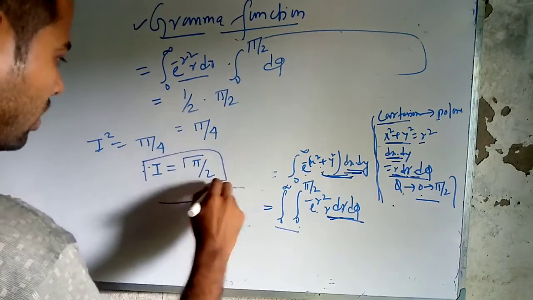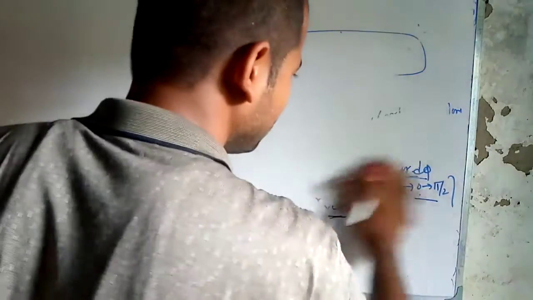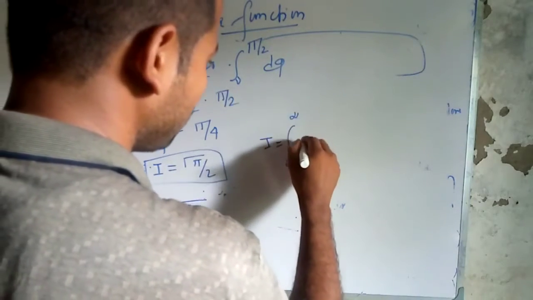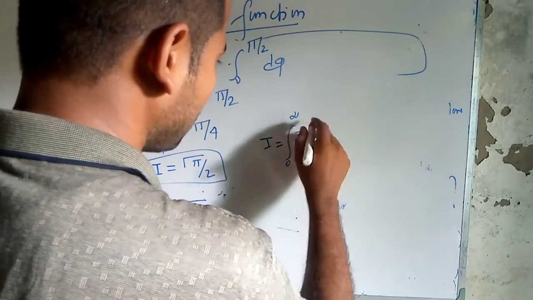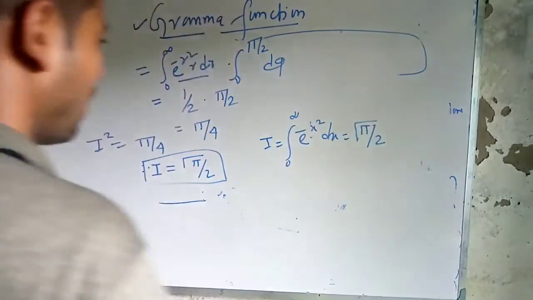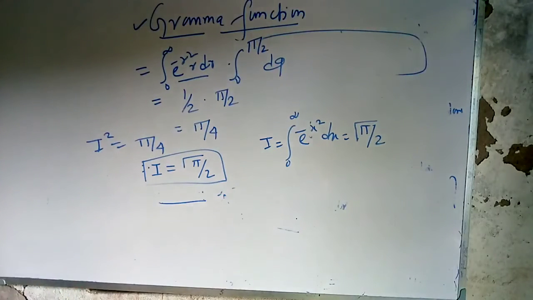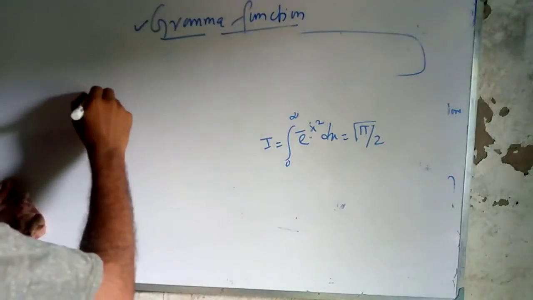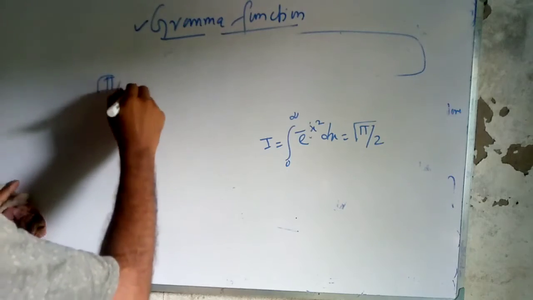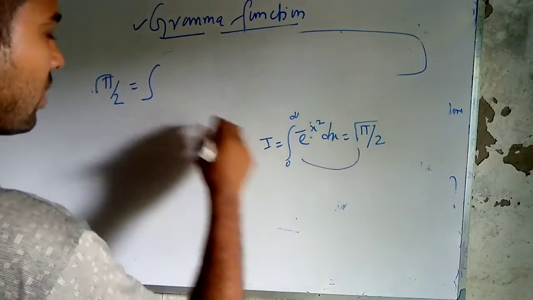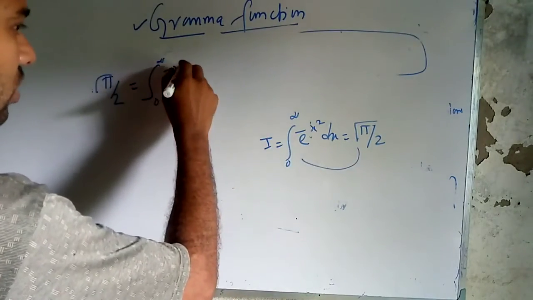This is actually the value of I, which is root over I equal to the integral from 0 to infinity of e to the minus x square dx, which equals root pi by 2. Another very important point is to calculate the gamma function of half, which can be written as root over pi by 2 times the integral from 0 to infinity of e to the minus x square dx.